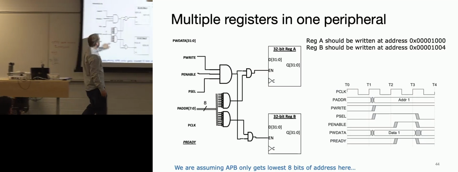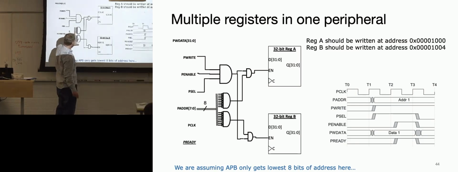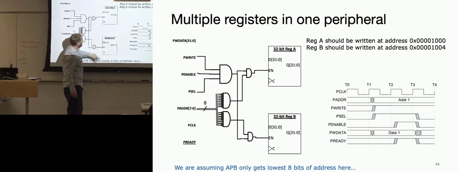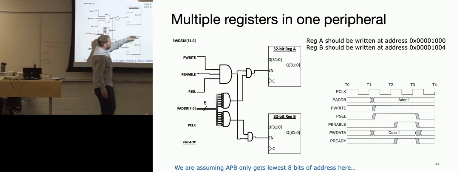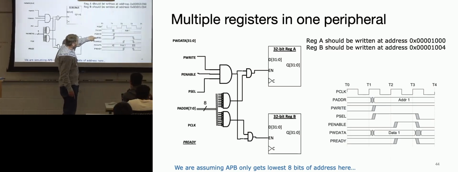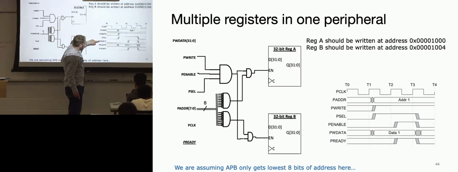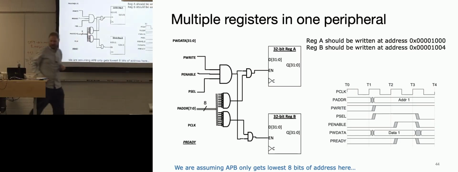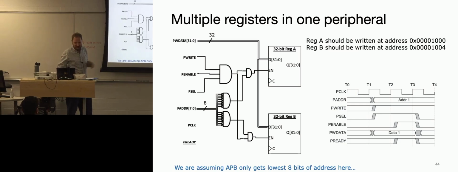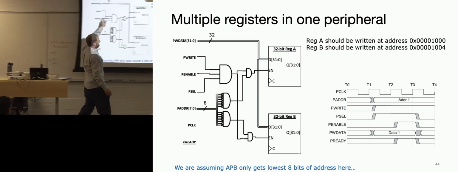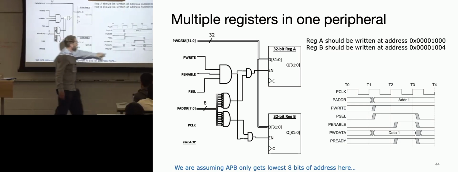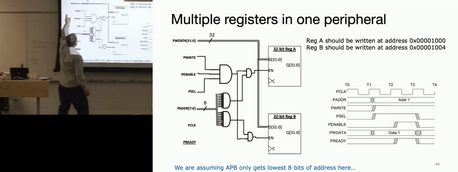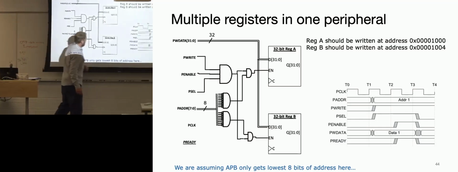Likewise, we can take the output of this and the output of this to enable this device. So if this is true, this is true, this is true, this is true, then you have turned on one of those two things. Okay. And then to complete it, you got to actually send the data. So now the data comes off the data bus. This is 32 bits wide. And now it's being passed to both of those.